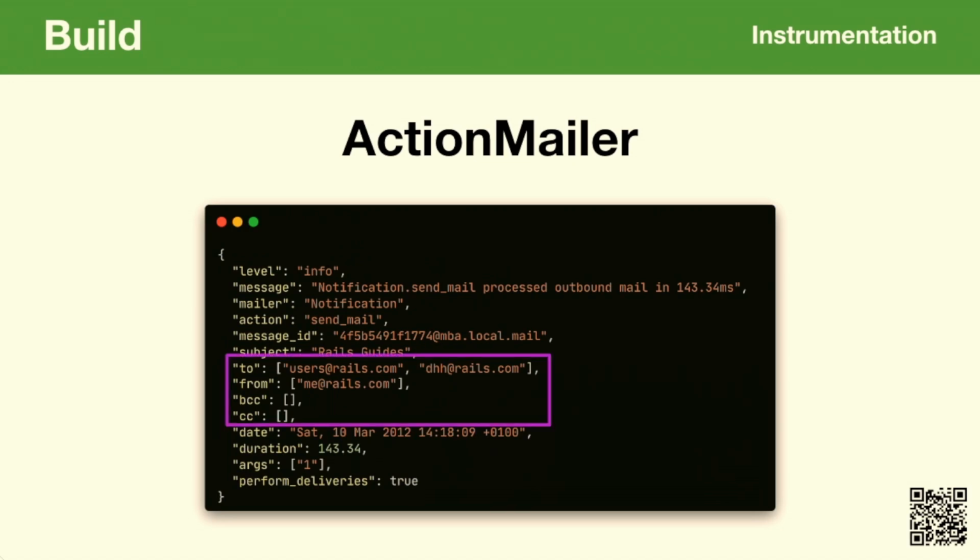Action Mailer. Now there's a bit of a gotcha here. Action Mailer just sends unfiltered emails to your logs, which is not good. You do not want personally identifiable information in your logs, so you'd have to filter this out.